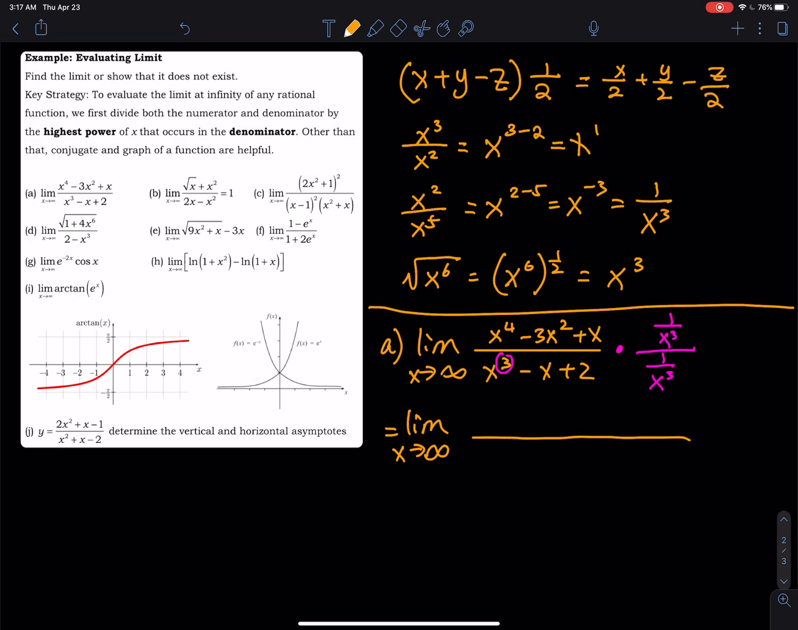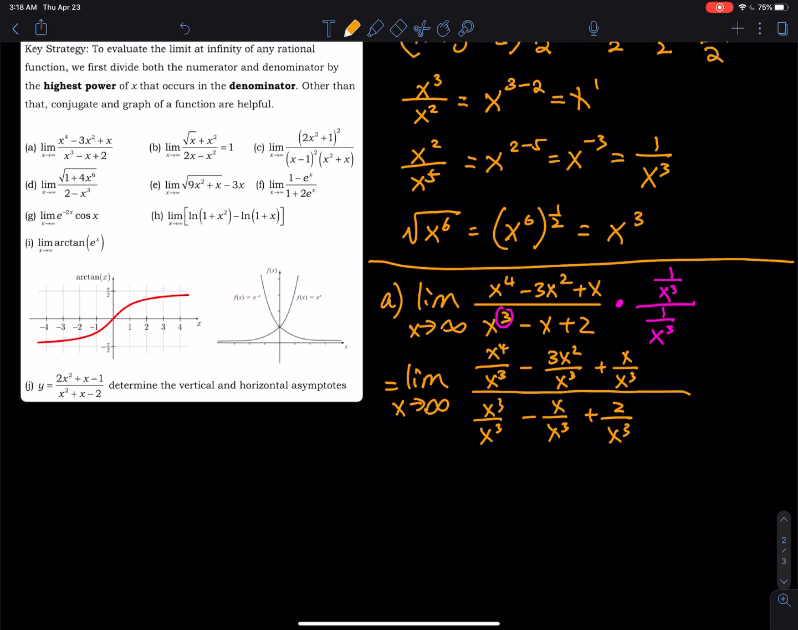So we take each term divided by x to the third. We have x to the fourth divided by x to the third minus 3x squared divided by x to the third plus x divided by x to the third, x to the third divided by itself minus x divided by x to the third plus 2 divided by x to the third. Then you clean up the power for me. So we have the limit as x approaches infinity. This is an x, right? And then 2 minus 3 is 1, so we have 3 divided by x. I do not want to see negative exponents. That is not going to help the next step. Plus 1 divided by x squared, divided by 1 minus 1 divided by x squared plus 2 divided by x to the third.